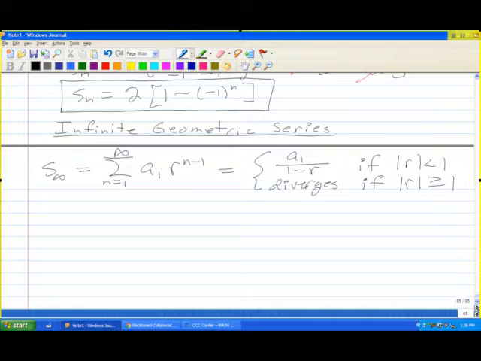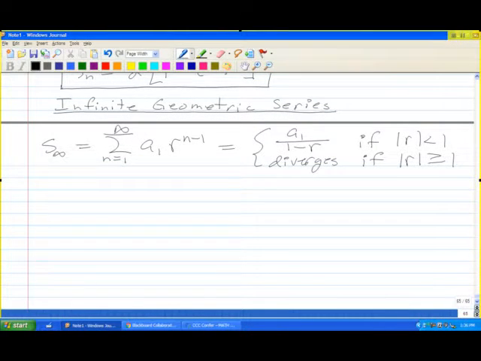Okay. Let's do problem number 16, which is to find the following sum: 1 plus 1/3 plus 1/9, 1 over 27, 1 over 81, etc. So I want to find the sum of all those.